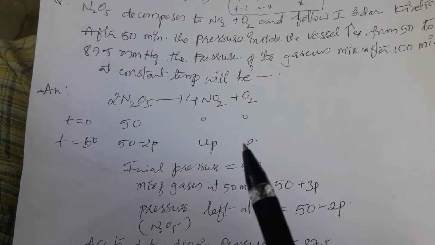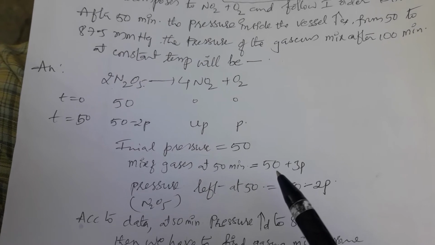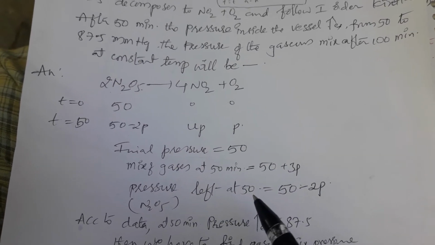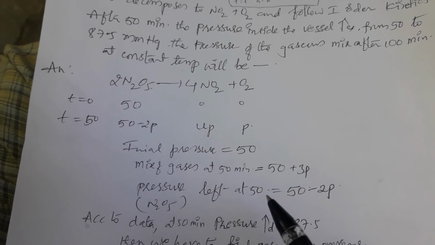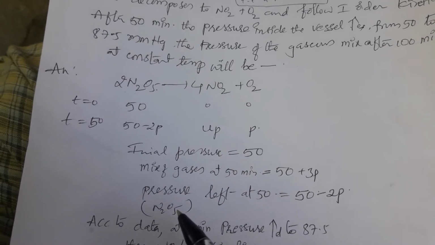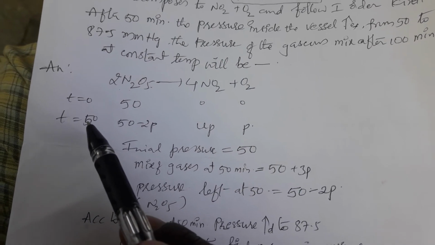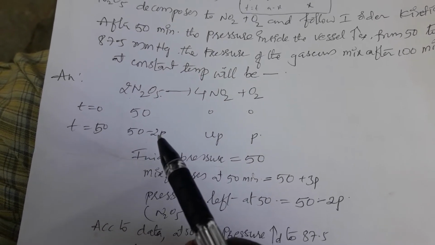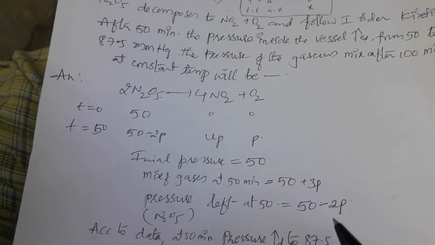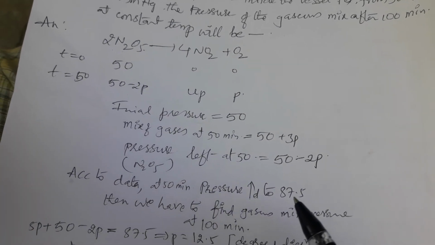So the total pressure will be 50 plus 3p. What is the pressure left of the N2O5 after 50 minutes? That will be 50 minus 2p. At 50 minutes, what is left over here will be 50 minus 2p. According to the data, at 50 minutes the pressure increased to 87.5.